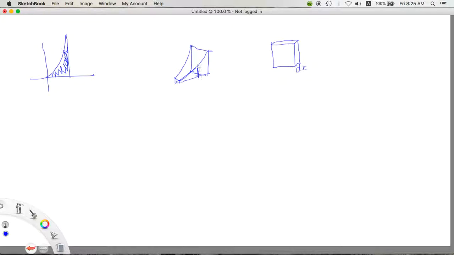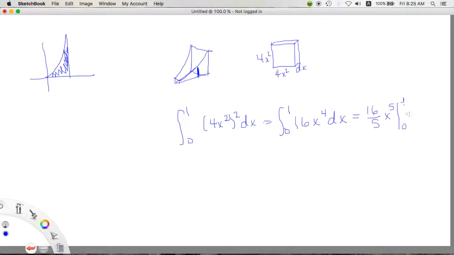You should have gotten that your side lengths were 4x squared, the function. And since we're going from 0 to 1, we take the volume, which is 4x squared squared dx, which is the integral from 0 to 1 of 16x to the 4th dx, which is 16 over 5 x to the 5th, evaluated from 0 to 1, which is 16 over 5, which is D. So hopefully you got this one on your own. If you had a little trouble with it, go back and check your work.